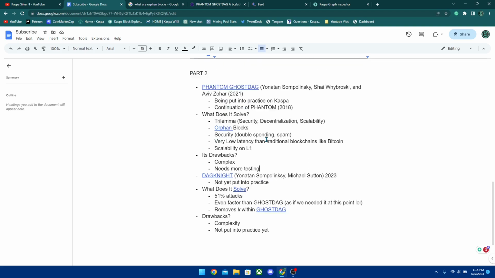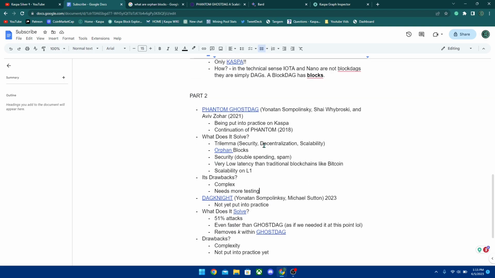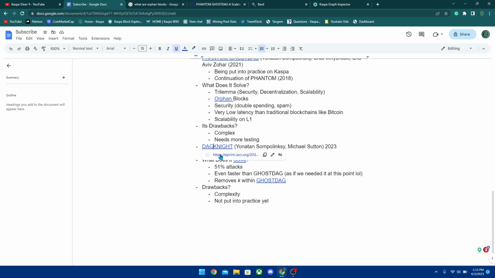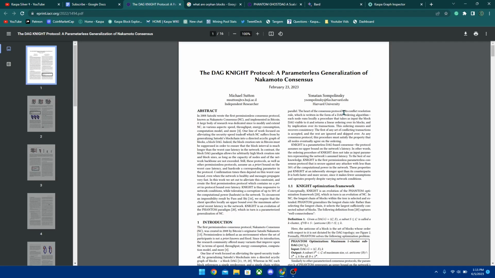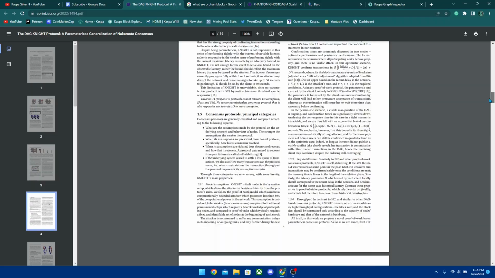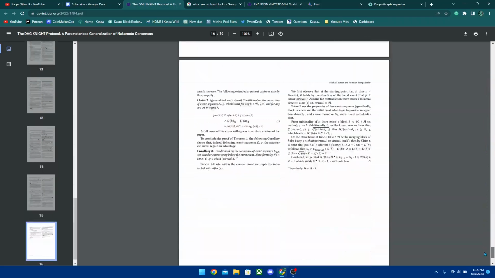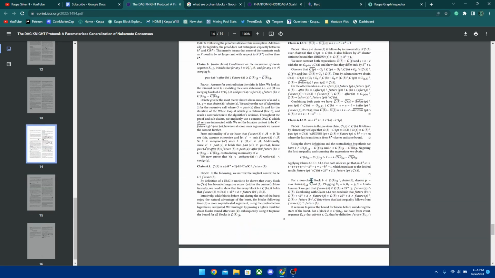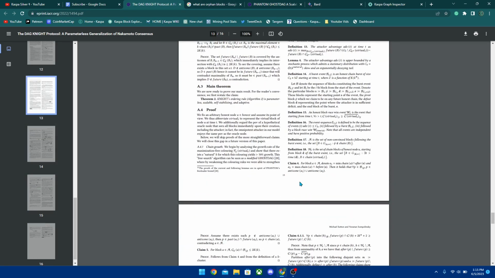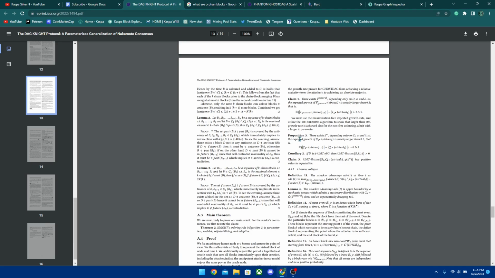But then again, there's still work to be done, and Jonathan still wants to finish Kaspa fully by introducing the DAG Knight protocol. Now, this is a protocol that you could see right here. And basically, it goes into deep detail about what it's trying to do and solve. And then if you want to see all the proof work of the security aspect of it, here are all of the proofs showing why it is secure. And you could see that it's very detailed math.